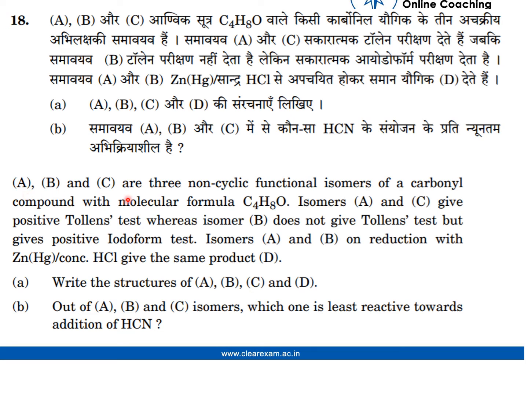Given A, B, C are three non-cyclic functional isomers of a carbonyl compound with molecular formula C4H8O. Isomers A and C give positive Tollens test, whereas isomer B does not give Tollens test but gives positive iodoform test. Isomers A and B on reduction with Zn-Hg and concentrated HCl give the same product D.